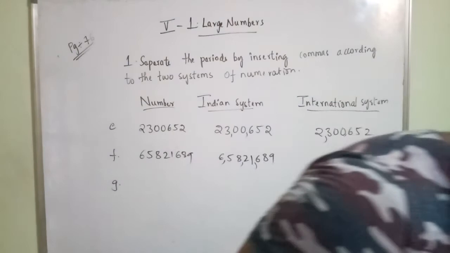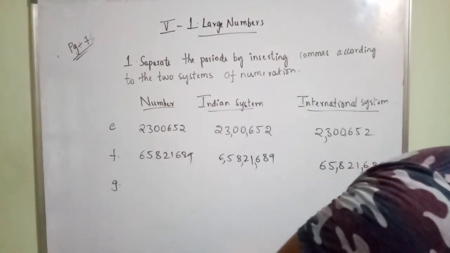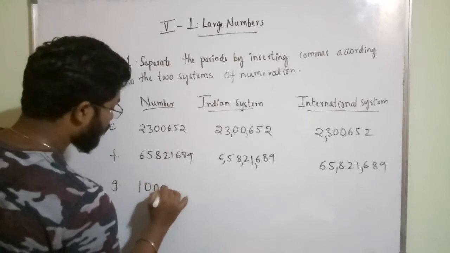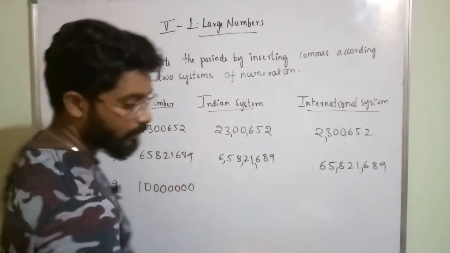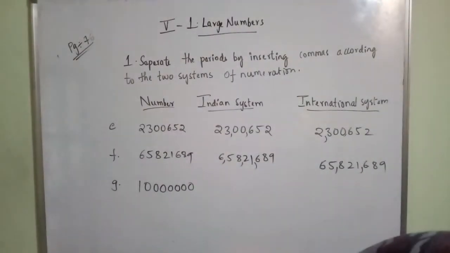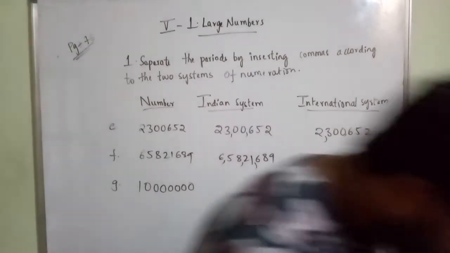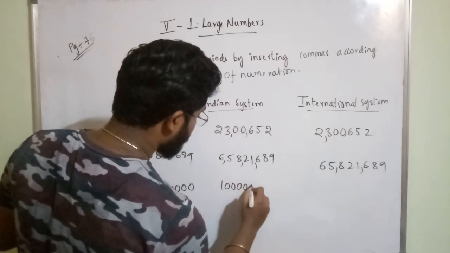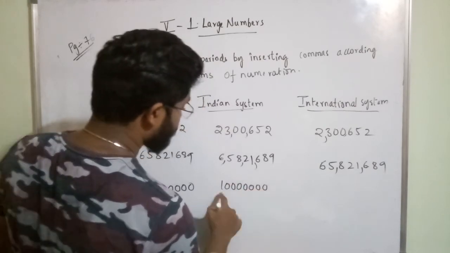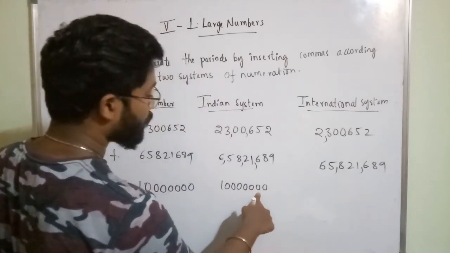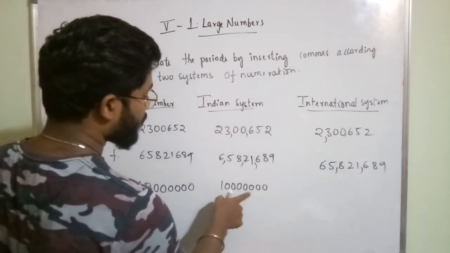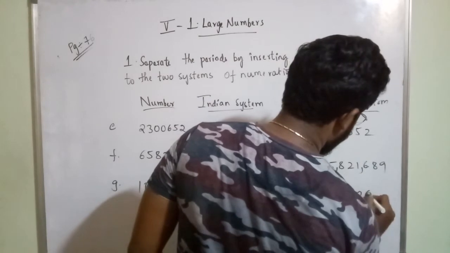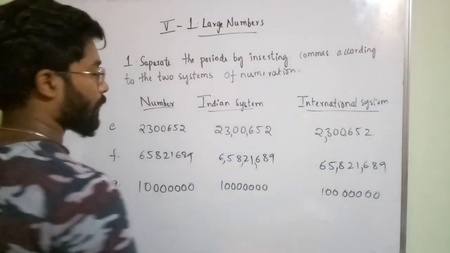It is an 8 digit number. 1 2 3 4 5 6 7 8. The same number we will represent in the Indian and international systems. Next here also 1 2 3 4 5 6 7 8. So this is the number.